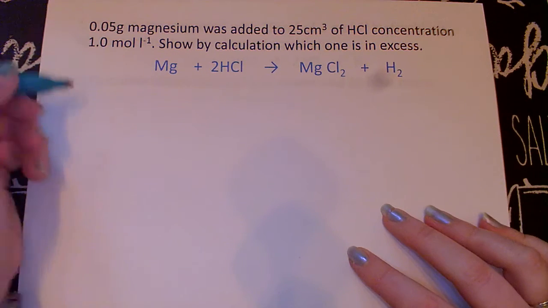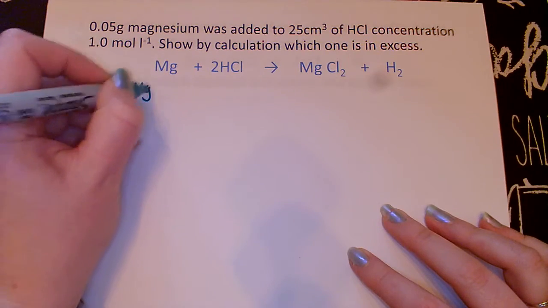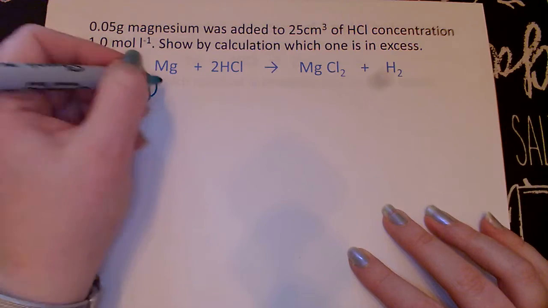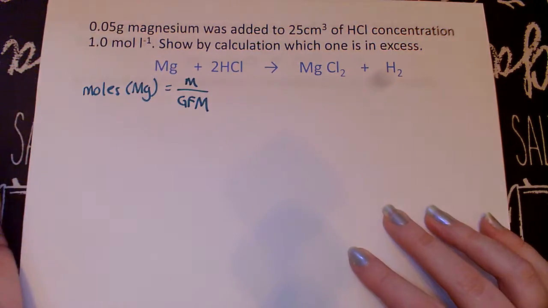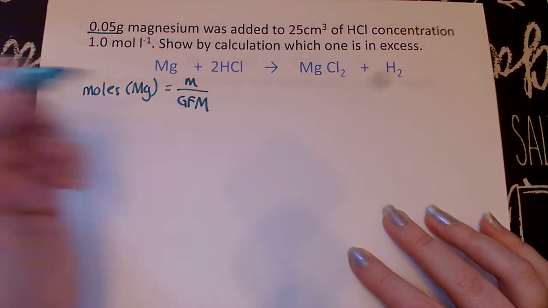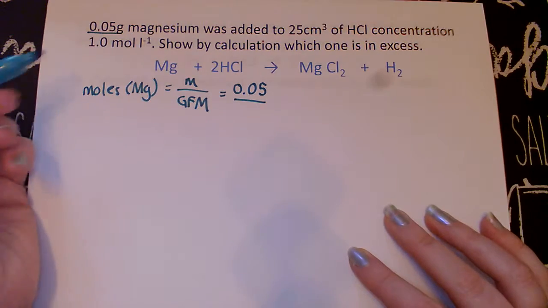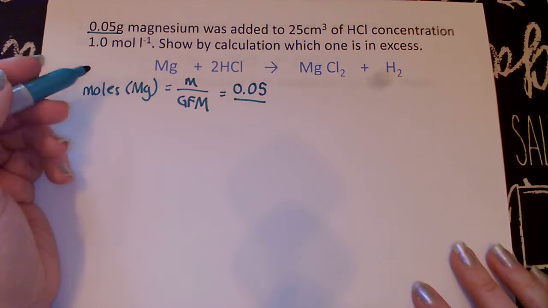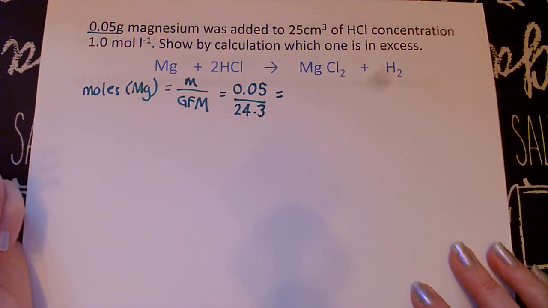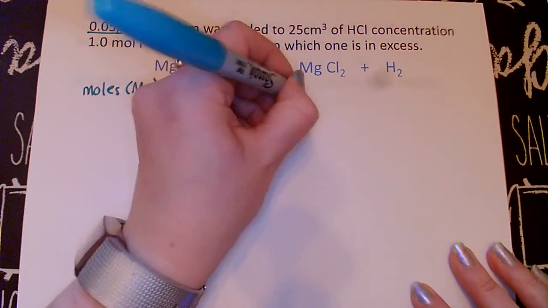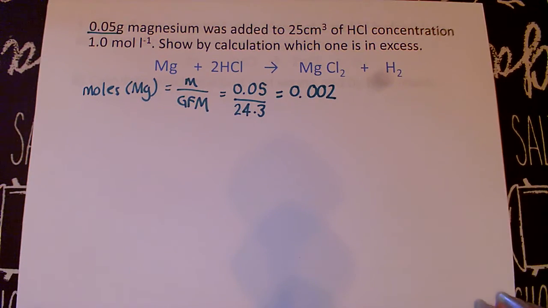So I'm going to start with magnesium. And I'm going to use n equals m over GFM to work that out. So the mass, I've got in the question, 0.05. And the GFM, I just need to look up the mass of magnesium in my data booklet, 24.3 grams. Once I've put that in my calculator, I get an answer of 0.002 moles for the magnesium.